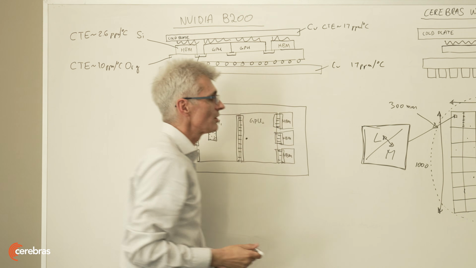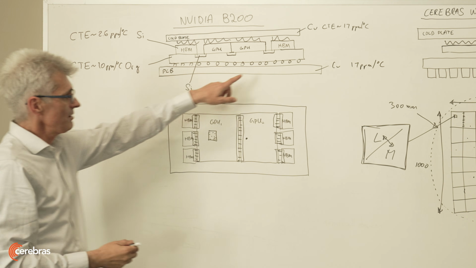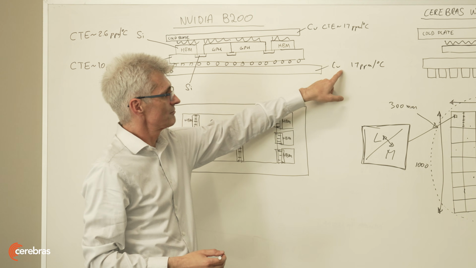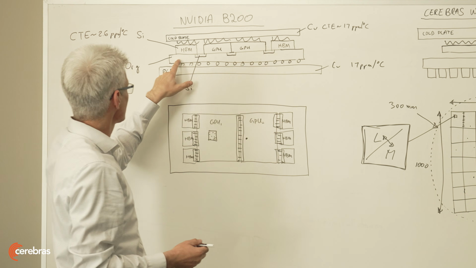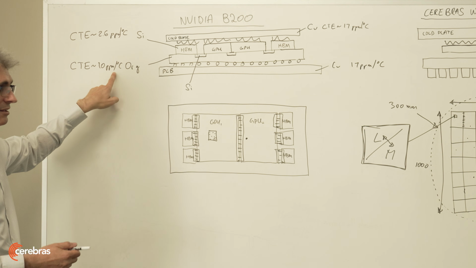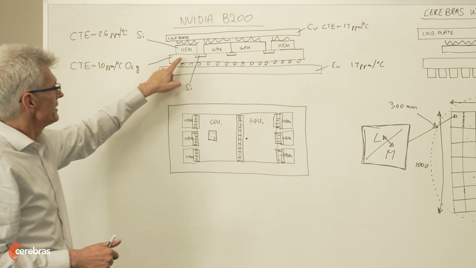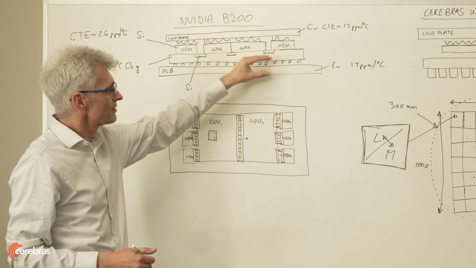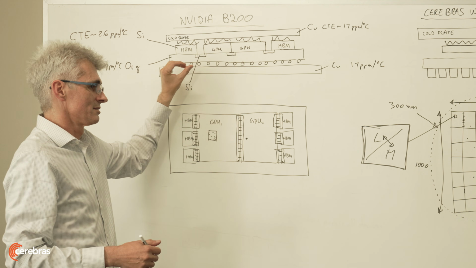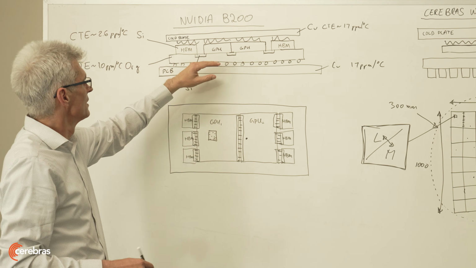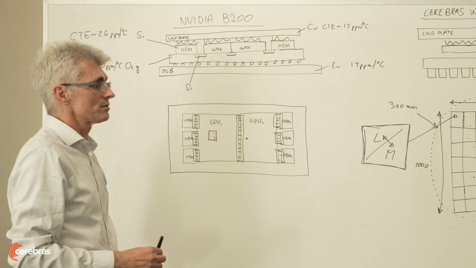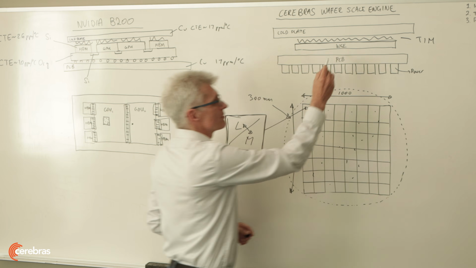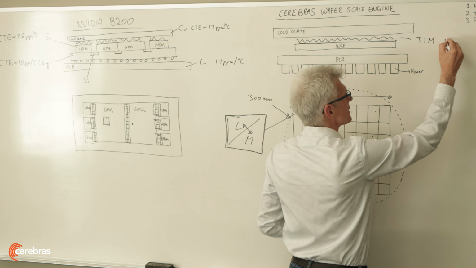So they mitigate the CTE mismatch with solder joints, with an organic material that has an intermediate CTE, and then trying to mitigate all that with rigid connections, semi-rigid connections, both on the thermal and the electrical side. We don't have to do that. We use a thermal interface material that can actually slide.